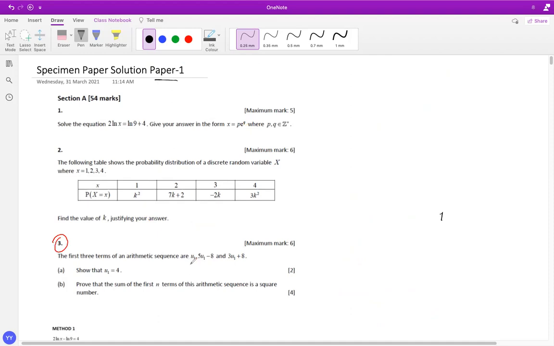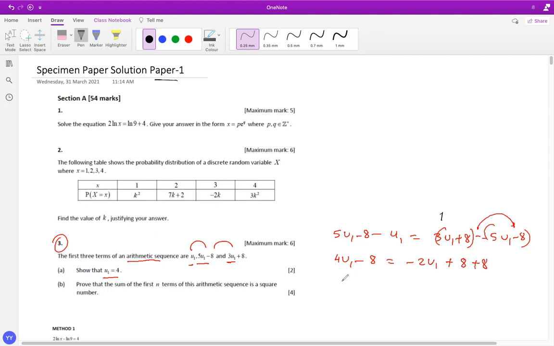Here the third question: u1, 5u1 minus 8, 3u1 plus 8. Show that u1 is 4, given that these are the first 3 terms of an arithmetic sequence. In an arithmetic sequence the difference is the same, so 5u1 minus 8 minus u1 is my first difference, and it equals 3u1 plus 8 minus (5u1 minus 8). Solving, 4u1 minus 8 equals 3u1 minus 5u1, which is negative 2u1, plus 8 plus 8, because the minus makes it positive. So 6u1 equals 24, and u1 is 4. That's what we wanted to prove.